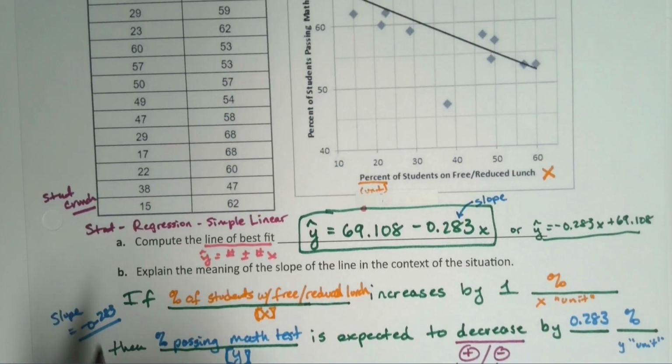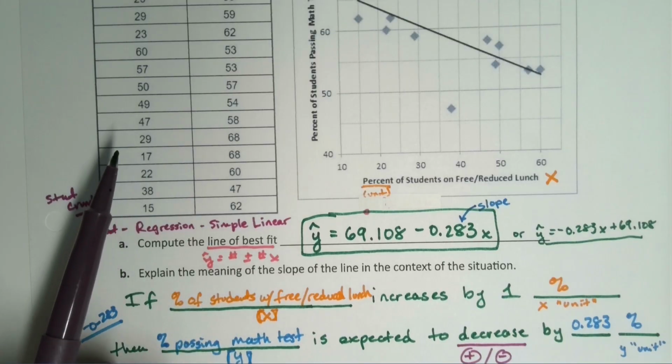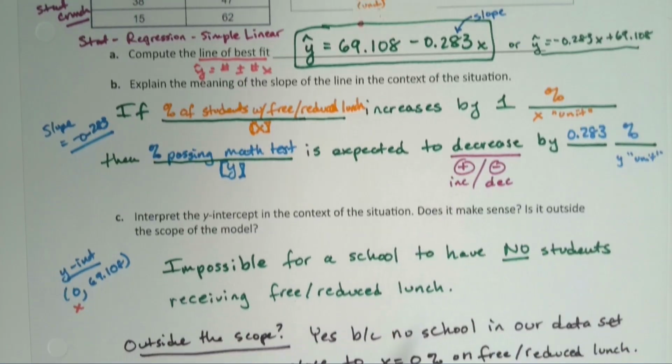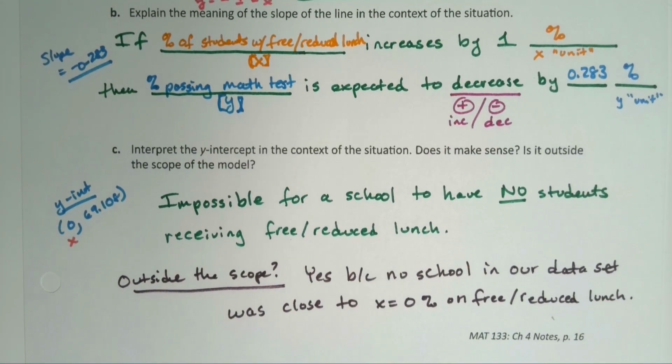You could if we had a lot of schools that were much closer to zero. But the closest school we have is 15. 15% of your students needing to be on free reduced lunch is a very different world from zero.